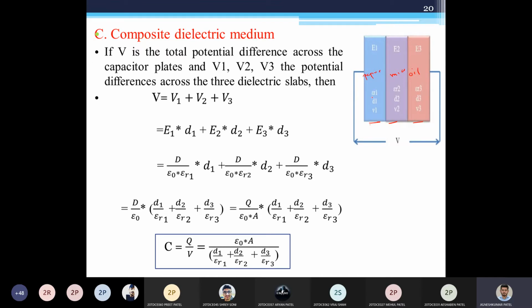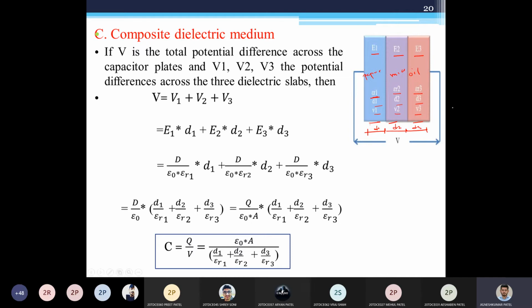For these three dielectric materials, the relative permittivities are epsilon r1, epsilon r2, and epsilon r3. The field stresses appearing across each material are E1, E2, and E3, and the voltages appearing across the three are V1, V2, and V3. And d1, d2, and d3 are the thicknesses. The figure is not greatly represented, but let us try it like this. d1, d2, d3 are the thicknesses.